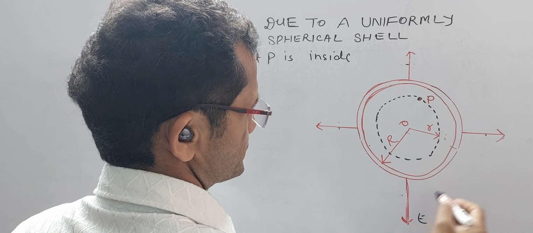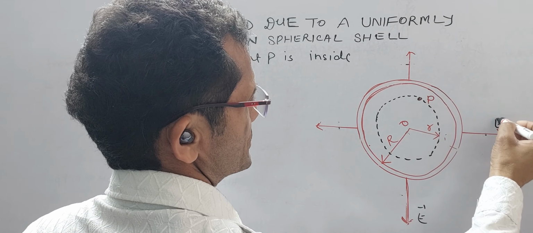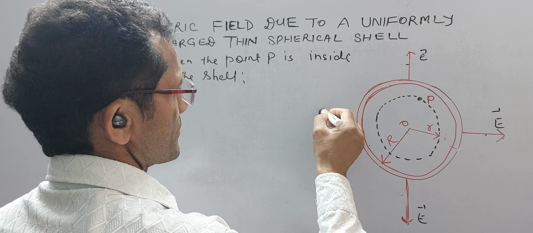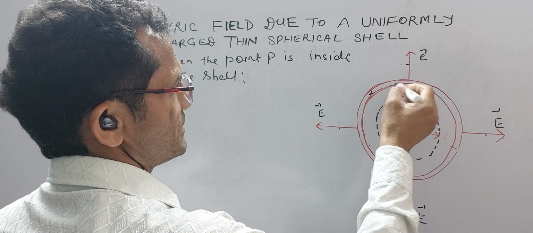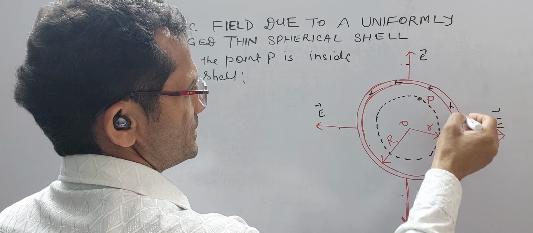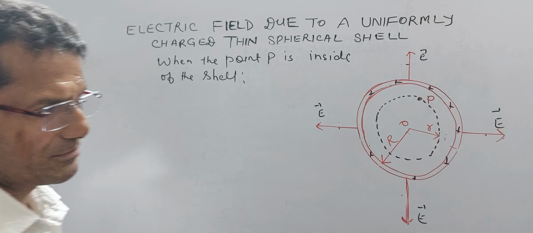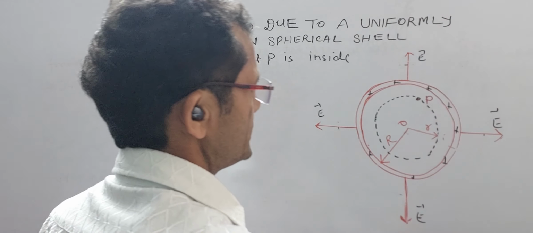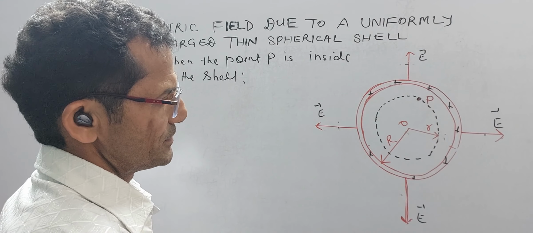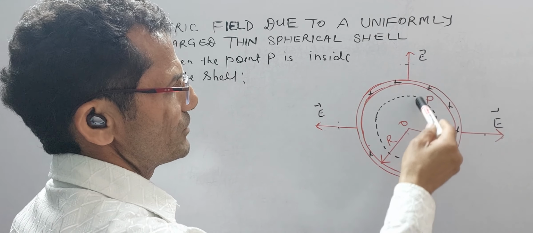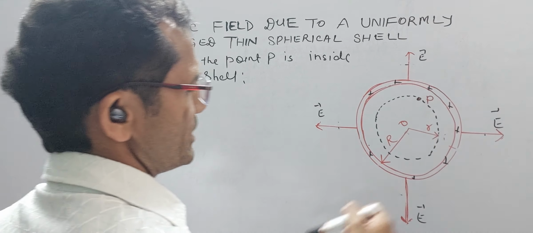So the electric field should be radially outwards, because this is a positive charge. This positive charge is uniformly distributed over this shell. So this is the Gaussian surface, whose radius is small r. We need to calculate the electric field at the point P.